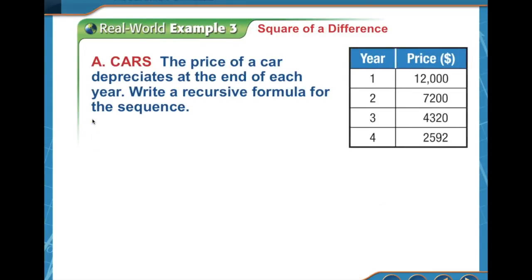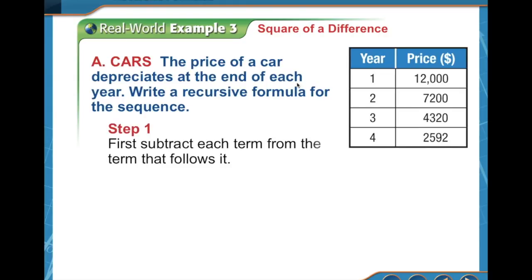Okay, how about a 3A example? For this one, you're going to need the chart here, just those 4 rows for the price and the year. They tell us the price of a car depreciates at the end of each year. Let's write a recursive formula for the sequence. So we need to know what the first term is and then what the ratio is, the comparison from one term to the next.